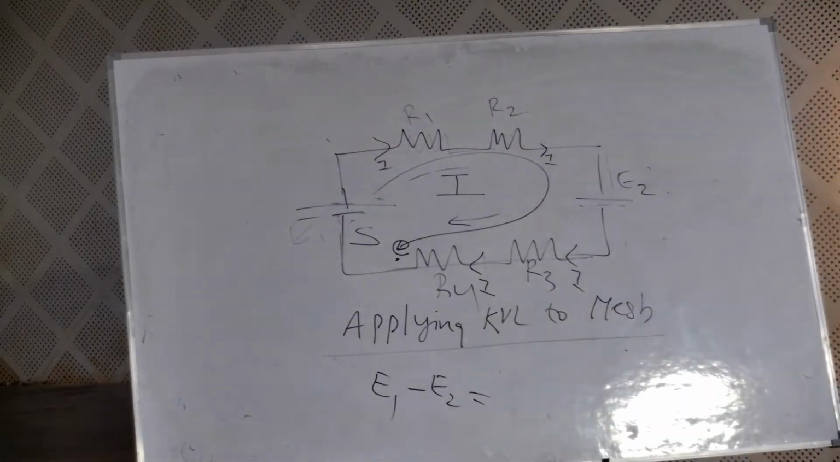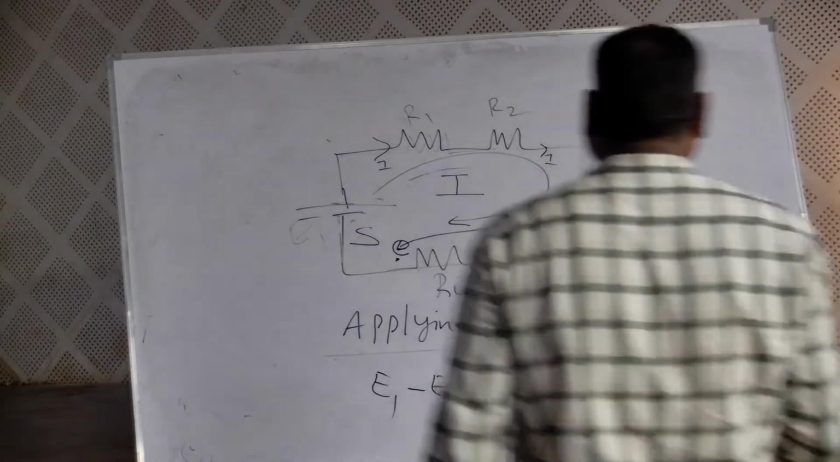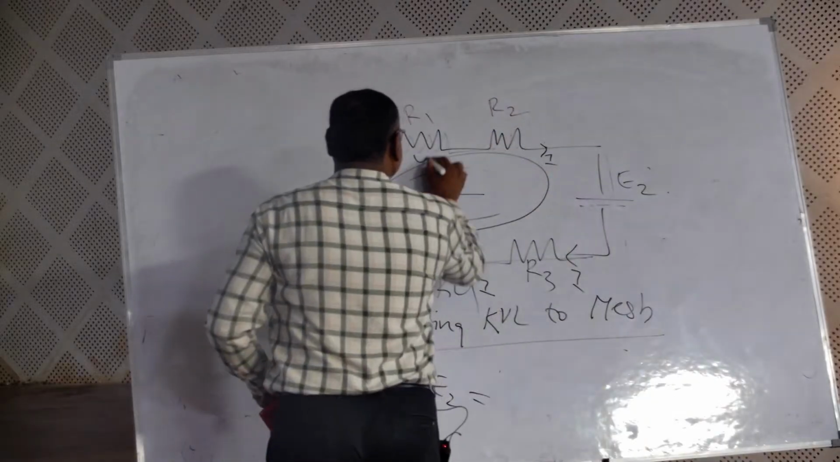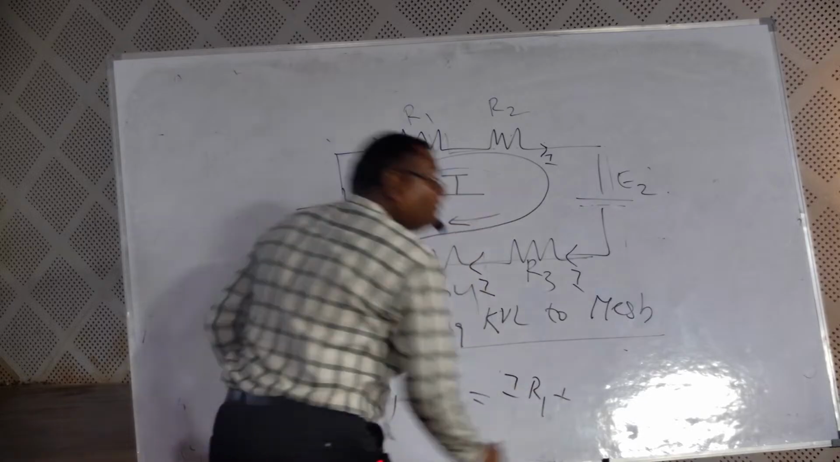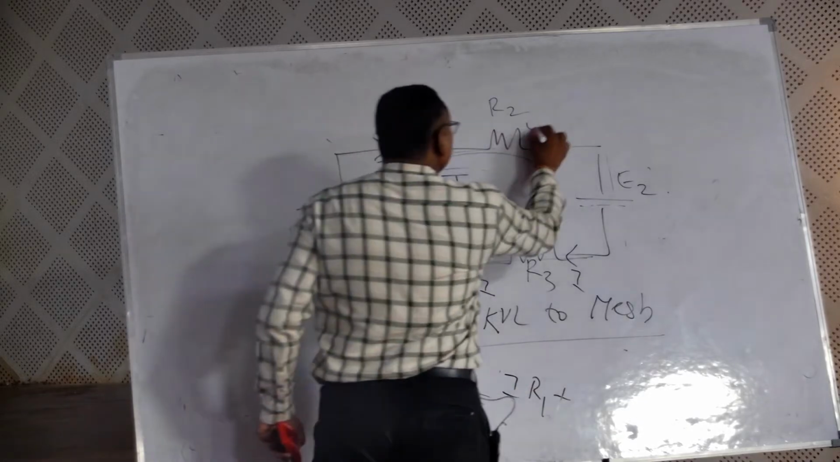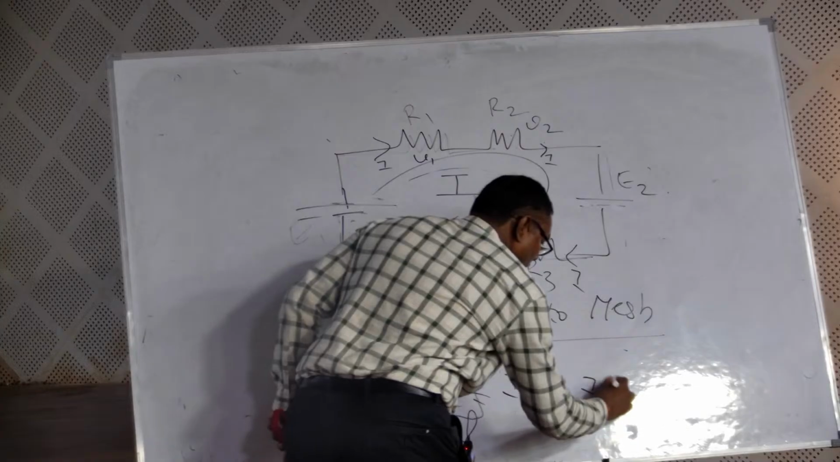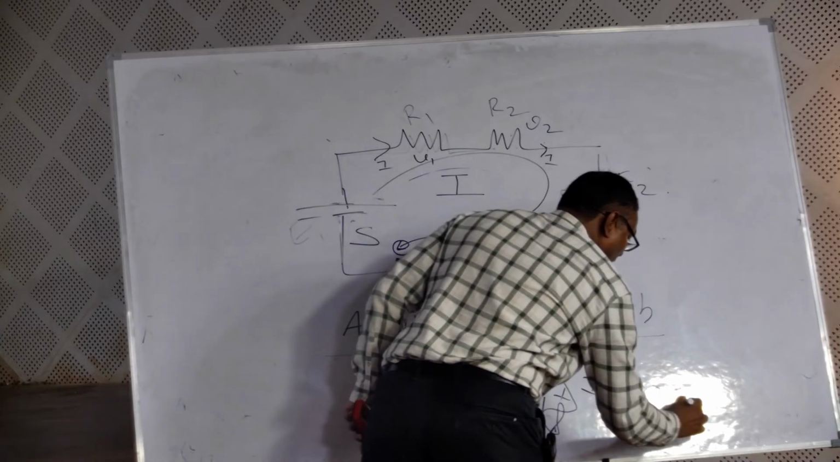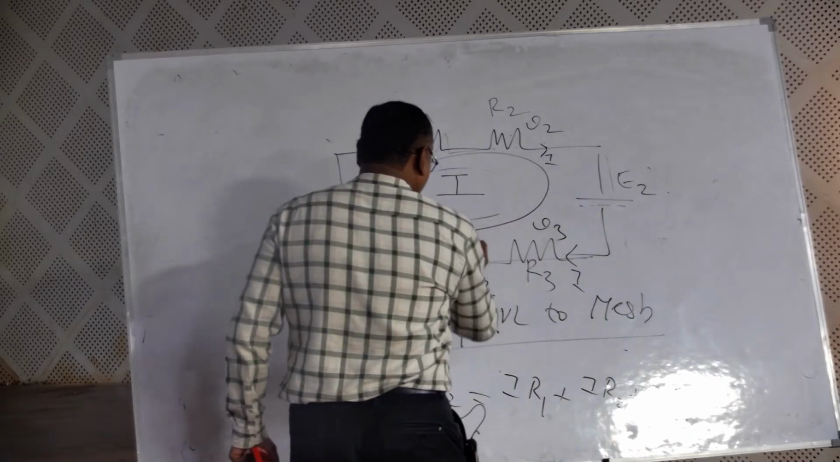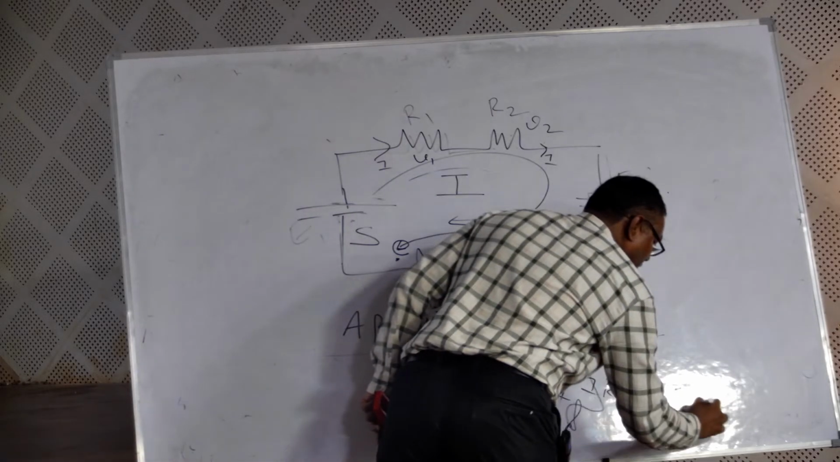Left side is equal to algebraic sum of voltage drops. Now tell me what is the voltage drop here? V1, I into R1. Now tell me V2, I into R2. Now tell me V3, I into R3. Now tell me I into R4.